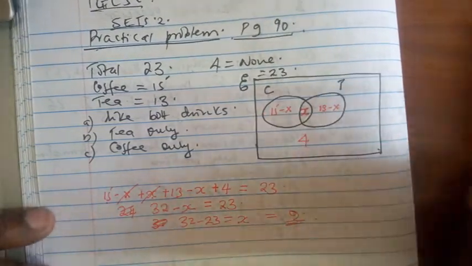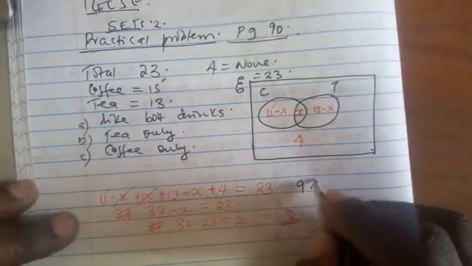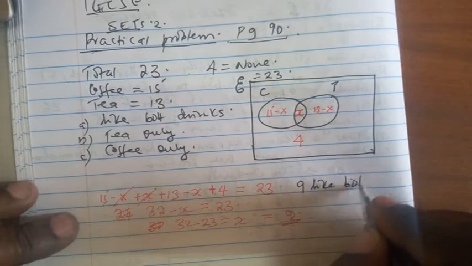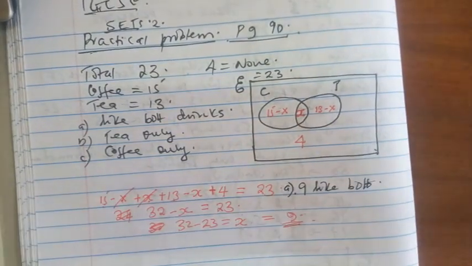So part A of the question is answered. This is 9. 9 like both. The first question answered, part A. Let's go to part B.